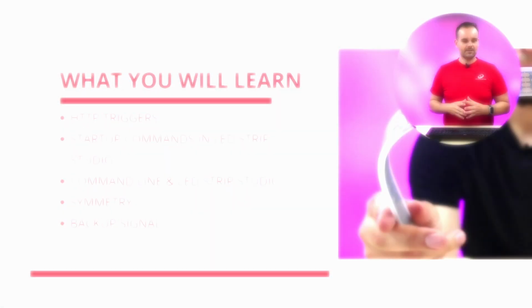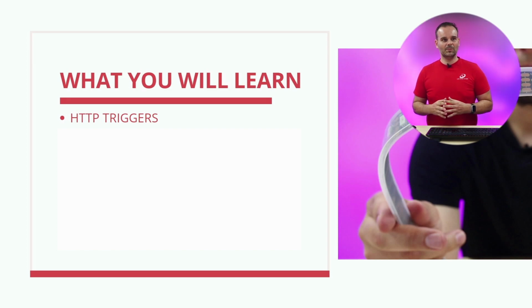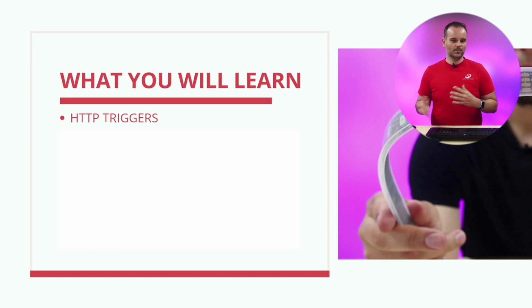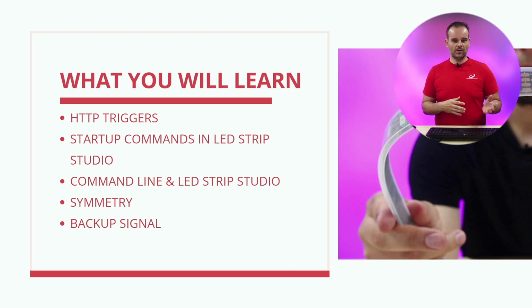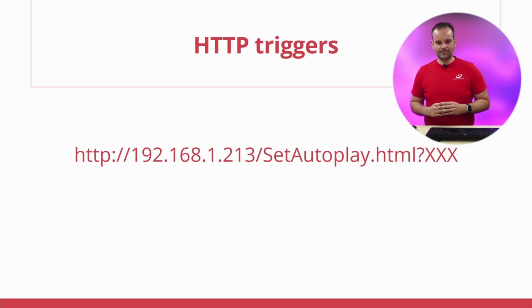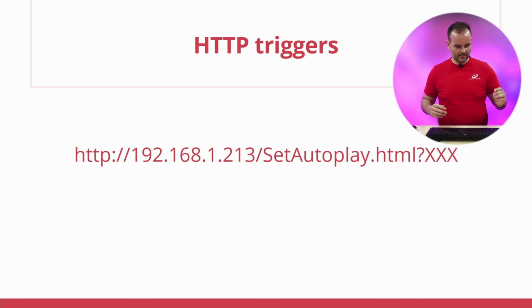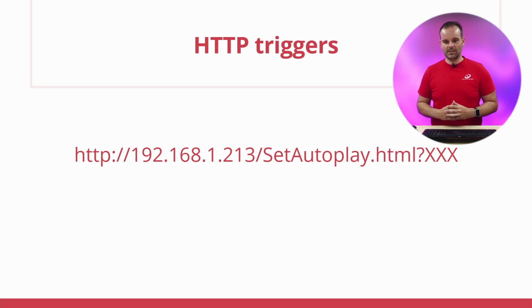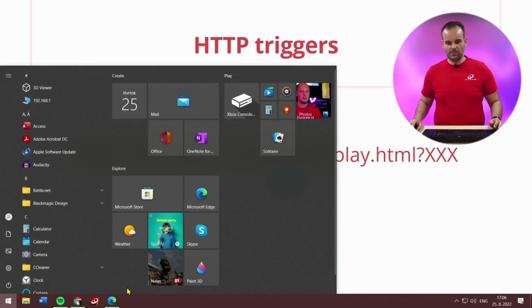HTTP triggers allow you to control the device using your web browser. And this is how you use them with SPI Matrix or LED Strip Studio Ethernet controller number 3. So this is the basic way how to use the HTTP commands, and I will show you how in the real web browser.